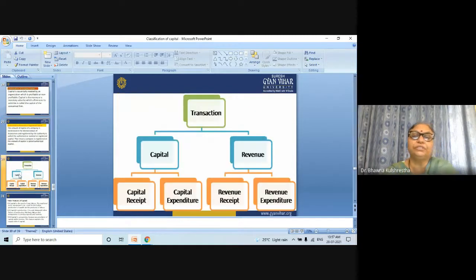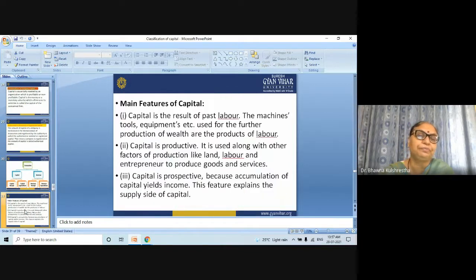And these are the transactions of capital and revenue: capital receipt, capital expenditure, revenue receipt, and revenue expenditure. And now the main features of capital.